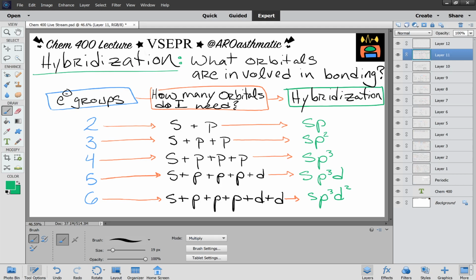Diana, you are correct. Electron groups equals atoms plus lone pairs. So the atoms plus the lone pairs. So for your hybridization, you're not looking at your molecular geometries. You're going back to the electron groups and the electronic geometry.